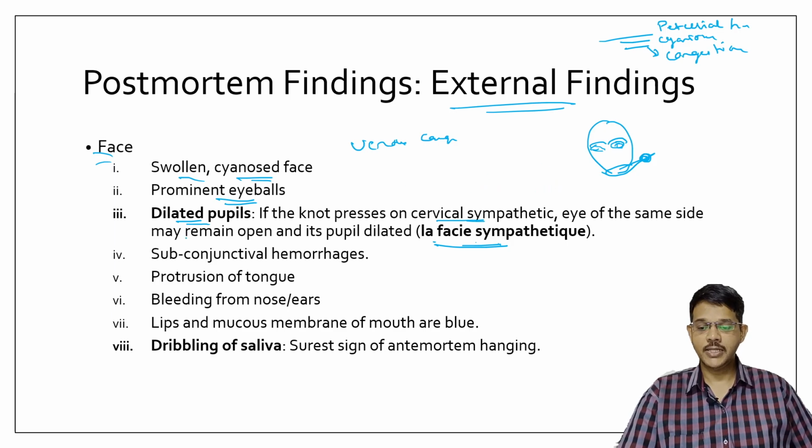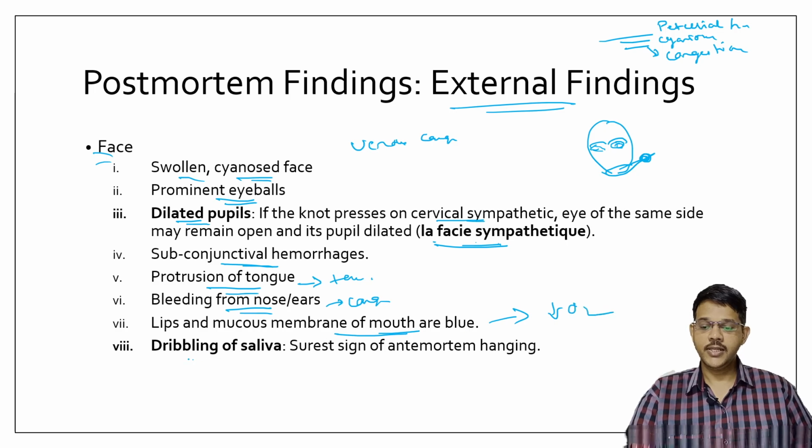It may be seen. The next sign is that some conjunctival hemorrhages may be present. There may be protrusion of the tongue because the ligature mark compresses the base of the neck and pushes the tongue outwards. There may be bleeding from the nose and ears, again because of congestion. Lips and mucous membranes may become bluish, that is cyanosed, because of decrease in oxygen. Then there is dribbling of saliva.